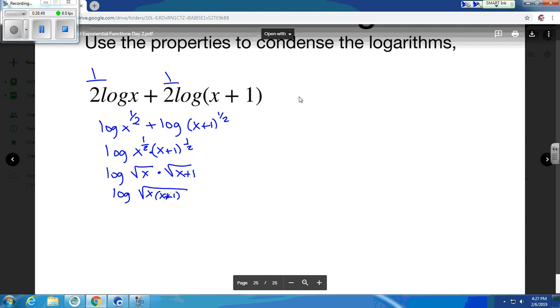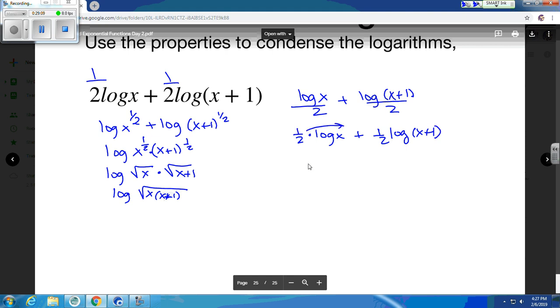You may also see these types of problems written as log x divided by 2 plus log of x plus 1 divided by 2. That just means that you have 1/2 times log of x and 1/2 times log of x plus 1, and then your 1/2 would go up to the top. So when you got a log divided by 3, it means that it's 1/3 times log of x, which is going to change into log of x to the 1/3 power.